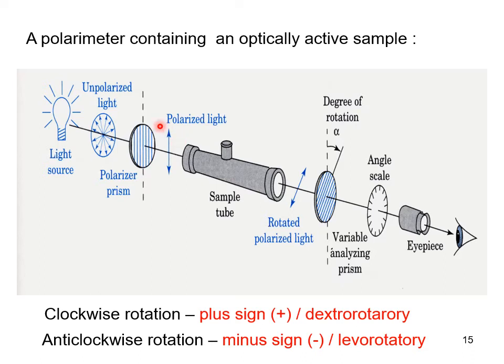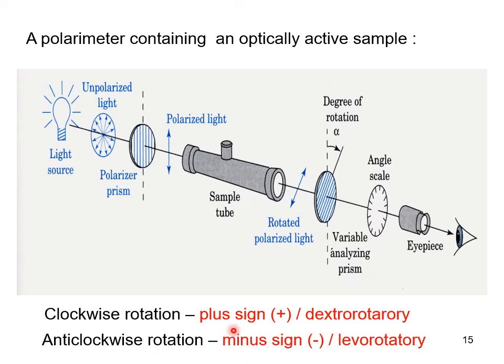What we explained just now is shown by this diagram. So this is the polarimeter, containing an optically active sample. First, this is the source of light, and then it passes through the unpolarized and polarized prism, and then this is the sample tube. Then the emergent light vibrates in a single plane, so this over here we call plane polarized light. It has the ability to rotate, either clockwise or anti-clockwise. If clockwise, we use the positive sign, and anti-clockwise is the negative sign.